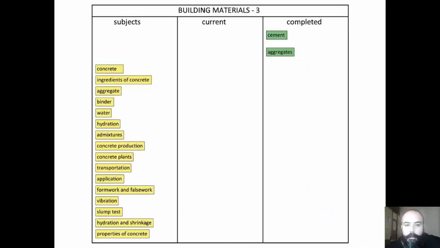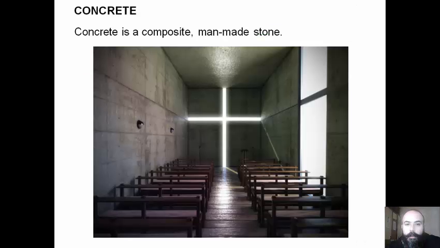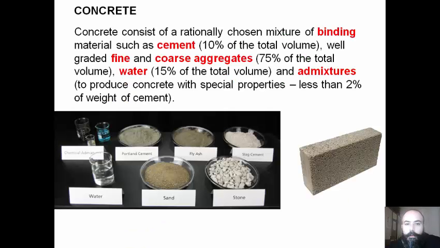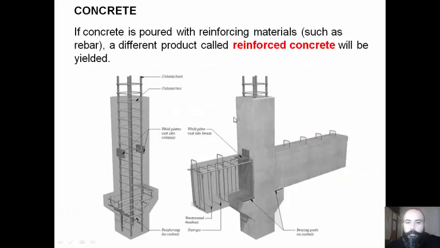Let's study concrete. Concrete is a composite, man-made stone. It consists of a rationally chosen mixture of binding materials such as cement, which should be 10% of the total volume, well-graded fine and coarse aggregates, which should be 75% of the total volume, and water, 15%. There can be admixtures less than 2%. If concrete is poured with reinforcing materials, a different product called reinforced concrete will be yielded.